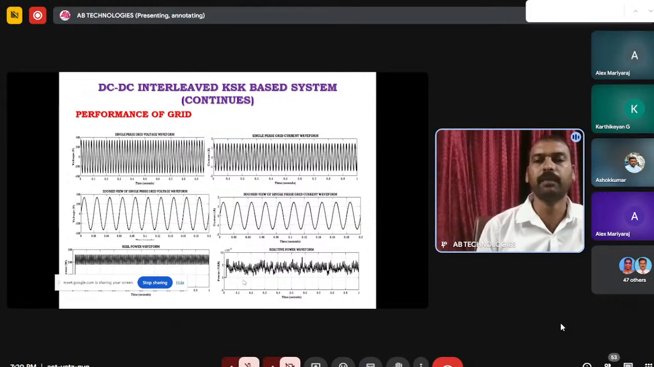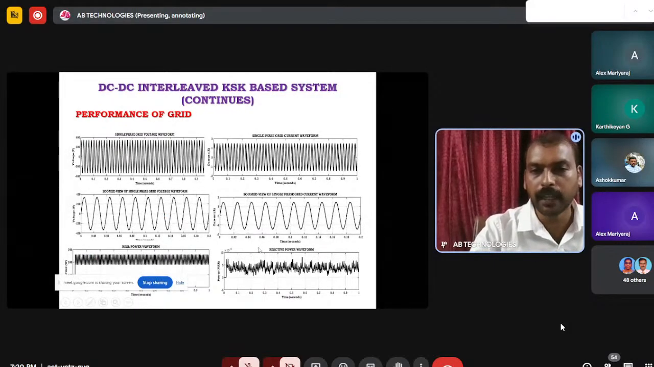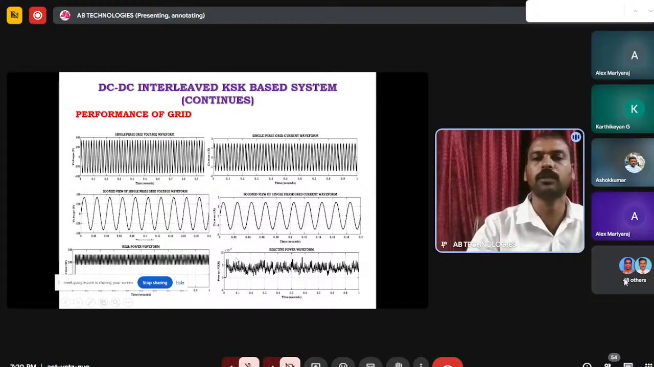And this is the performance of the grid system. This is the grid voltage and grid current zoomed view. Real power is high, reactive power is 10 power minus 4, so almost 0.